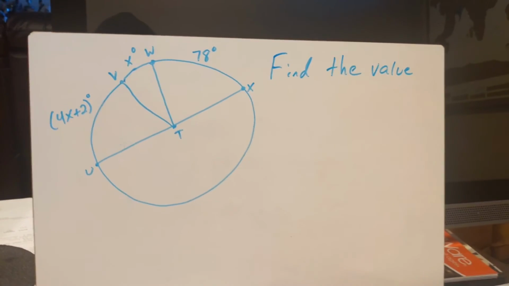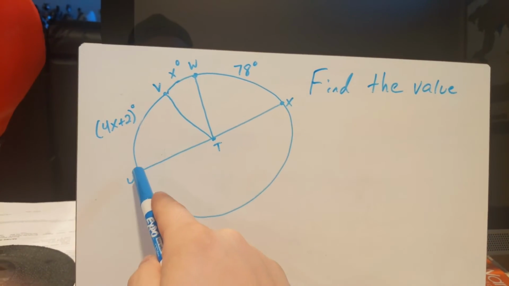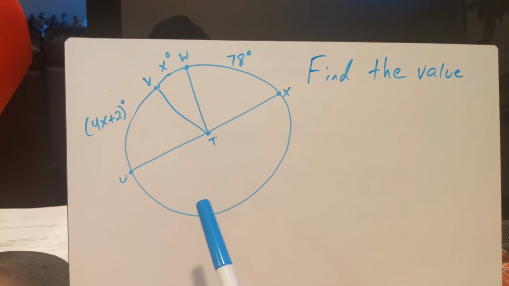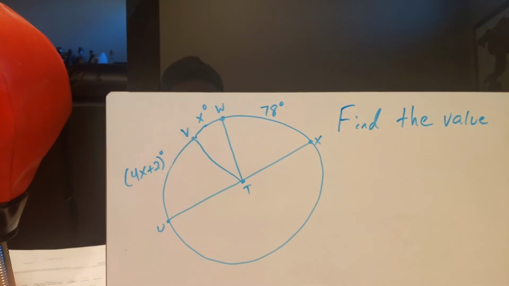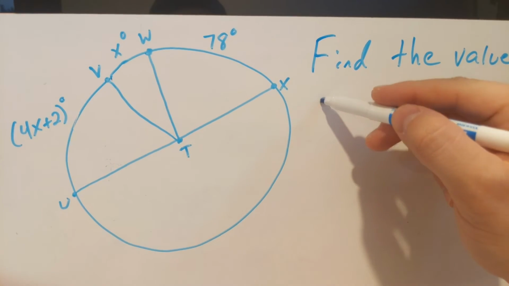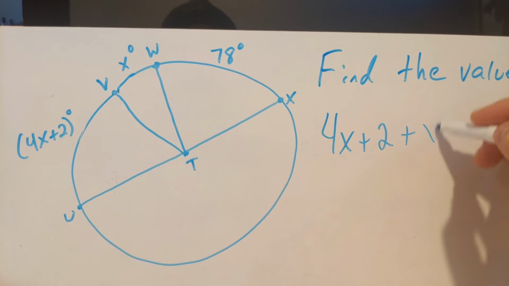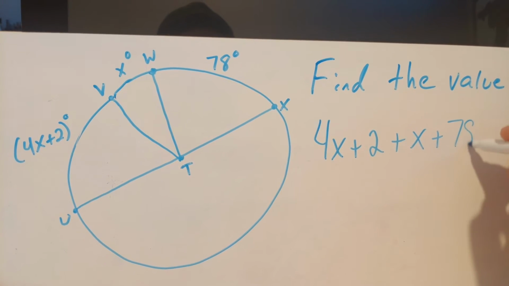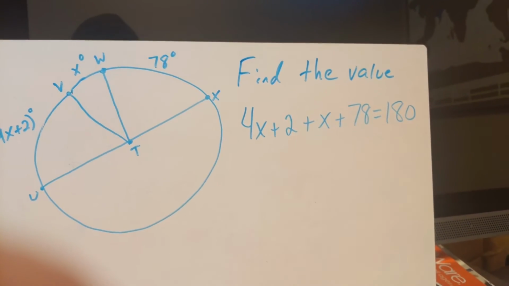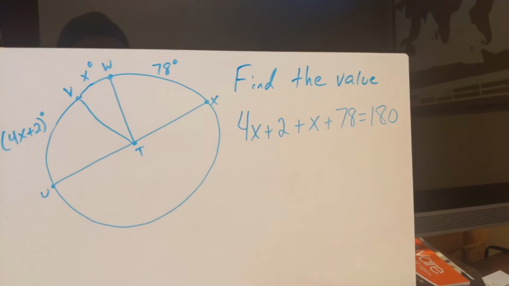Now the arc of a semicircle is 180 degrees, plus another 180 degrees equals 360, which is a circle. So we're just going to do half of it. My equation is going to be 4x plus 2 plus x plus 78 equals 180. That's the equation for this circle. Now we're just going to find what x is.